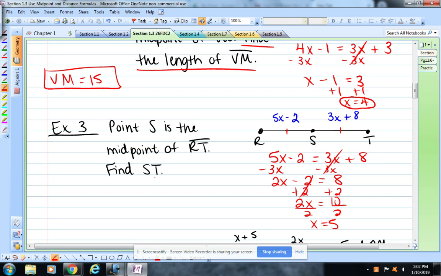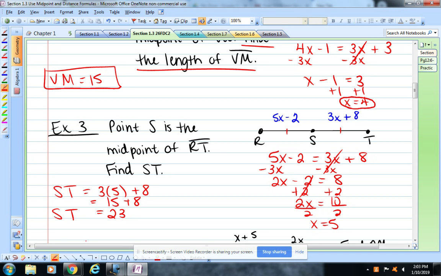ST. So when they say find ST, that means find the length of ST because there's nothing above it. And remember we said yesterday, if it's just two letters beside each other, it means the length of that segment or the measure of that segment. So ST is going to be, plug it in here, 3 times 5 plus 8. Does that make sense? ST is 3x plus 8, so I know x is 5. What is 3 times 5? Plus 8 is what? 23. So the length of ST is 23.